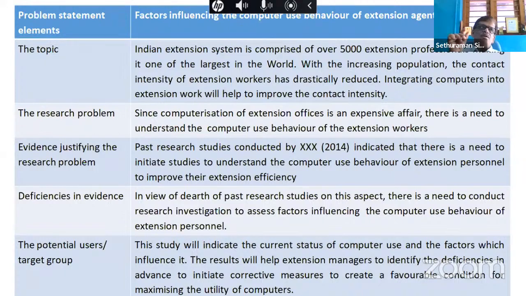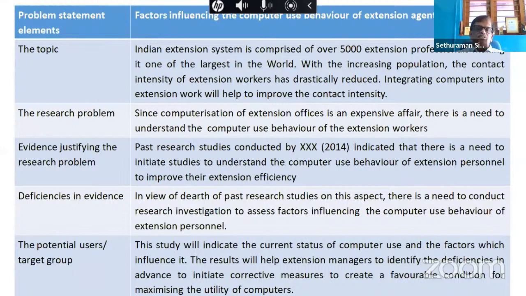Currently, in different regions, the Dalwai committee has identified some ideal levels. It is about a minimum of 1:500. It's a minimum level they are saying, but we don't have that many extension agents. And the second one is actually the statement about the research problem. Since computerization of extension officers is an expensive affair, there is a need to understand the computer use behavior of the extension workers. That means we have to see whether this will really be used by the extension workers or not in the future.